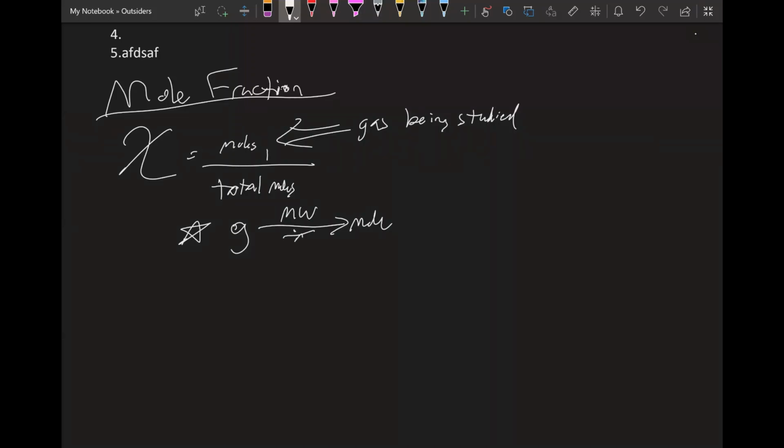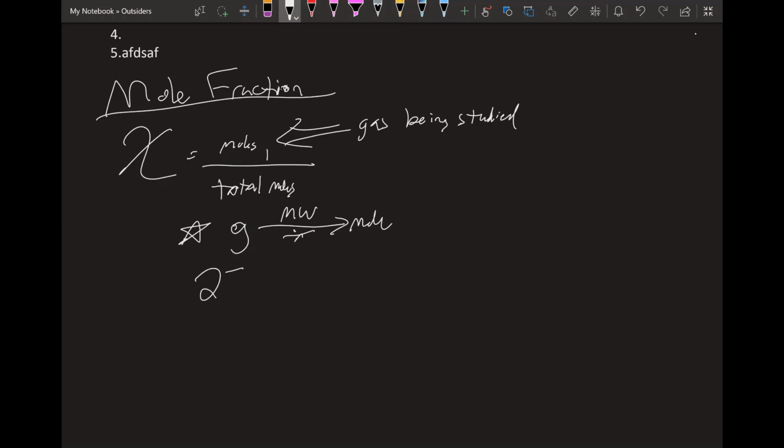So you can see a few notes I put on the board here where we have the mole fraction is equal to the moles of the individual gas one divided by the total moles. Now keep in mind that in order to calculate the moles, you still have to go back to that roadmap that we learned back at the beginning of the semester where you can convert grams into moles.